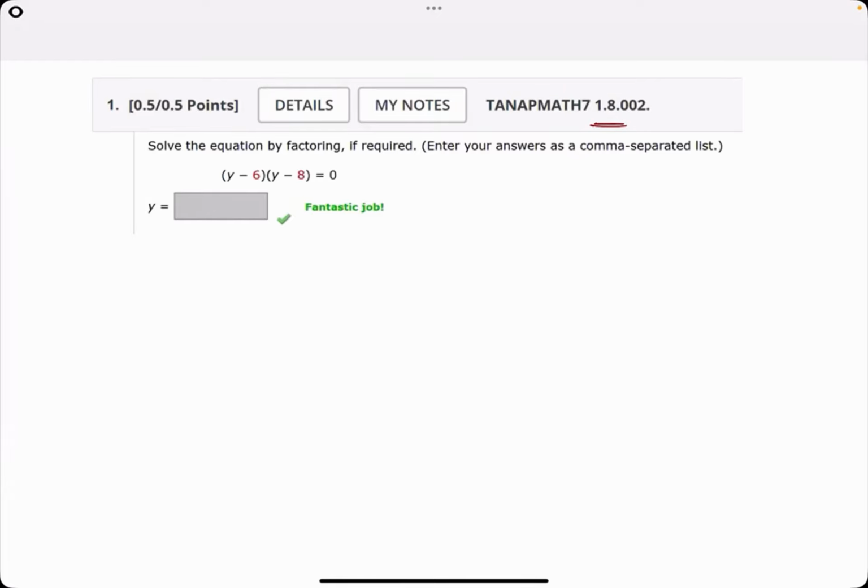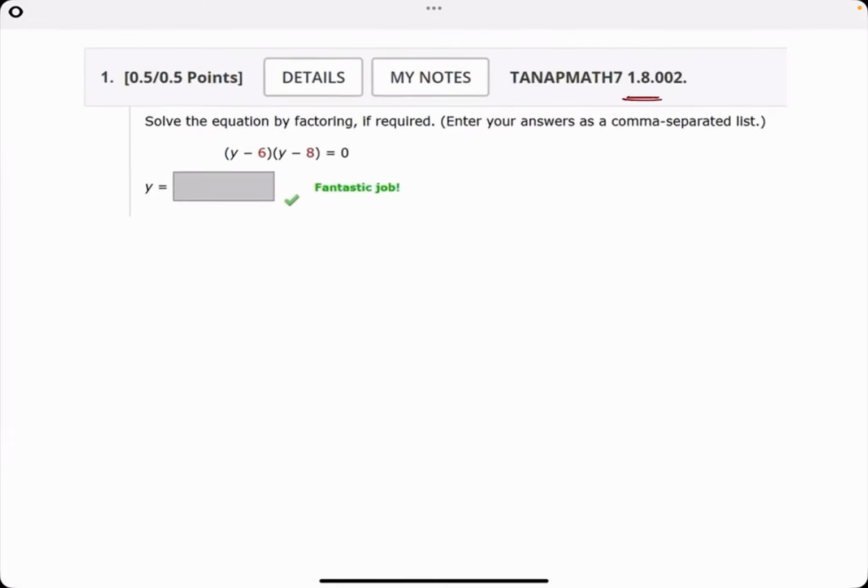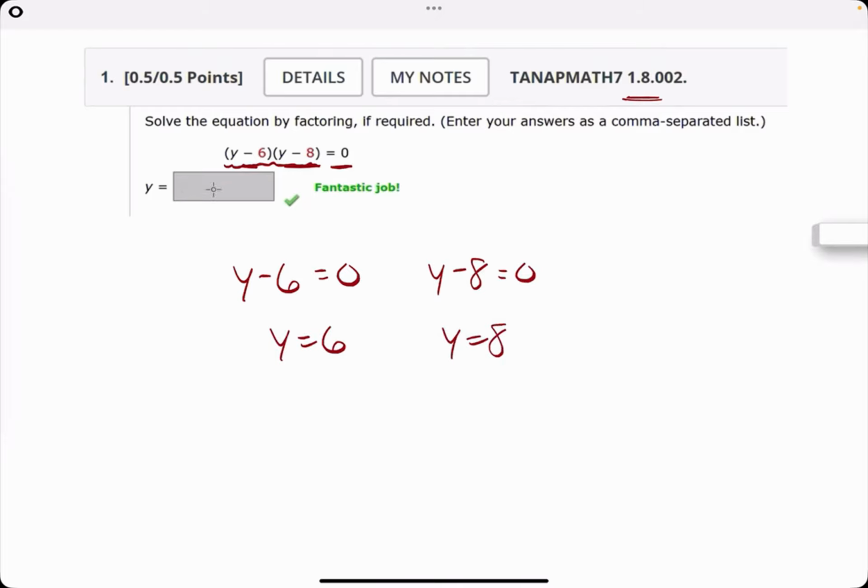Let's get started. Solve the equation by factoring if required. So it looks like they've already factored it for us. So the idea is, in order for this product to ever equal 0, either y minus 6 would be equal to 0 or y minus 8 would be equal to 0. So we set each of those equal to 0 and just solve for y. So we get 6 and 8.